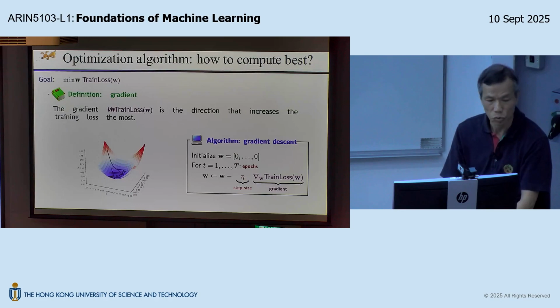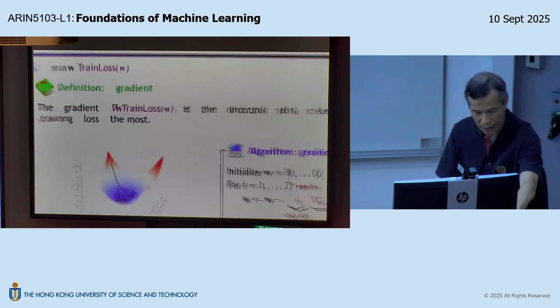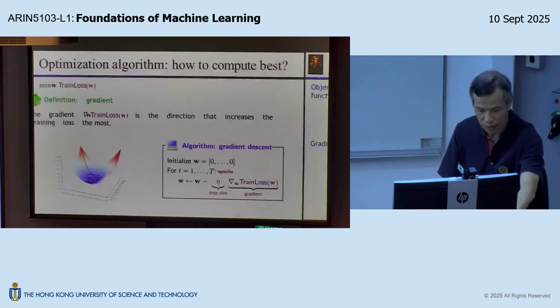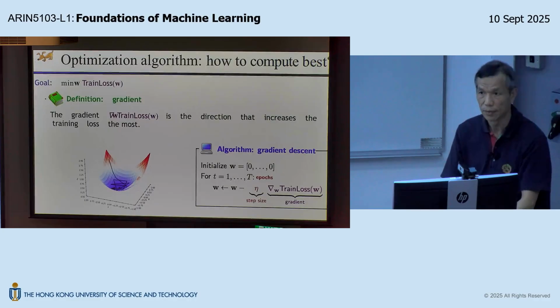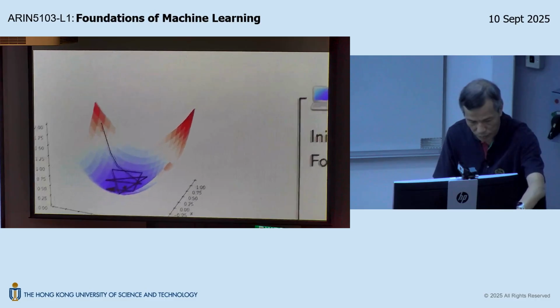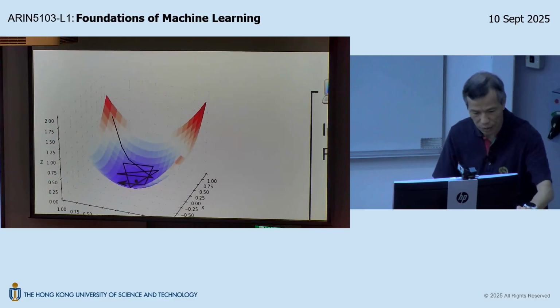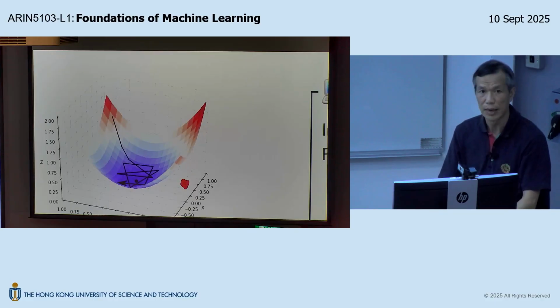Okay, the rules are very similar. So now this is the gradient. The gradient basically gives you the direction that increases this objective the most. In other words, if you start from here, then the gradients will tell you how to increase the loss.